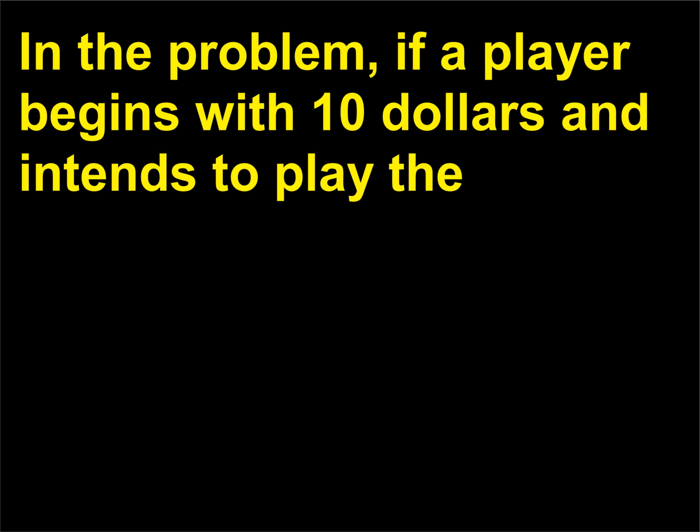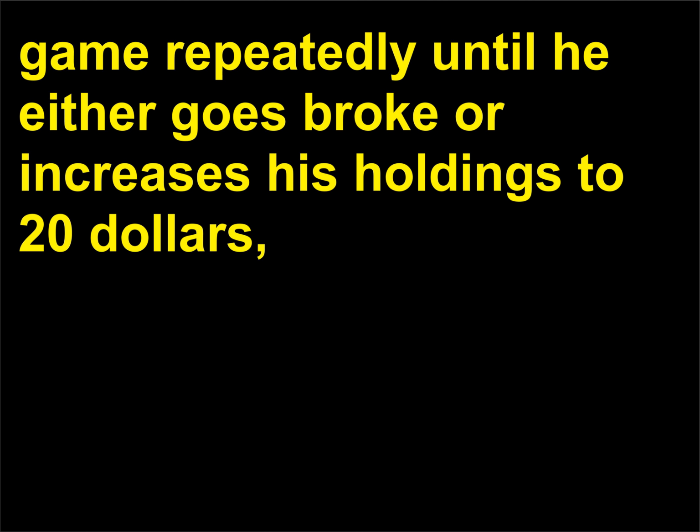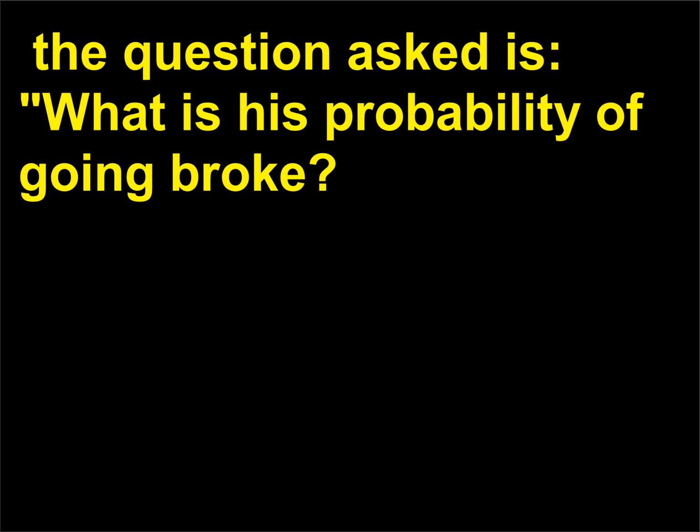What was the gambler's ruin? In the problem, a player begins with $10 and intends to play the game repeatedly until he either goes broke or increases his holdings to $20. The question asked is, what is his probability of going broke?